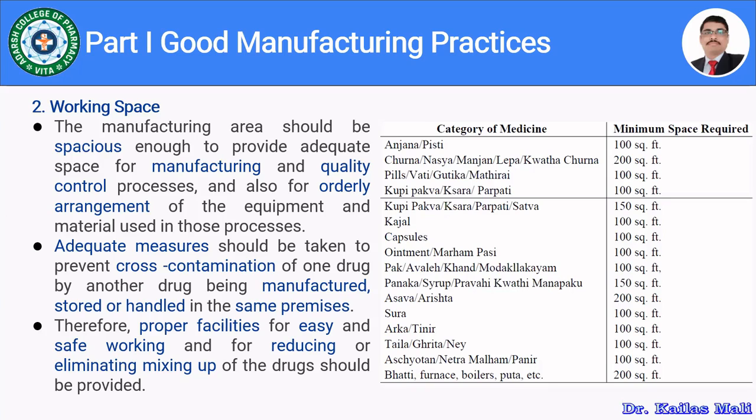So these are the space requirements for the manufacturing of the particular dosage form in the ASU manufacturing unit. There is a minimum space required to manufacture the particular dosage form. So this is about the working space, the second major point in part 1, good manufacturing practices, schedule D.